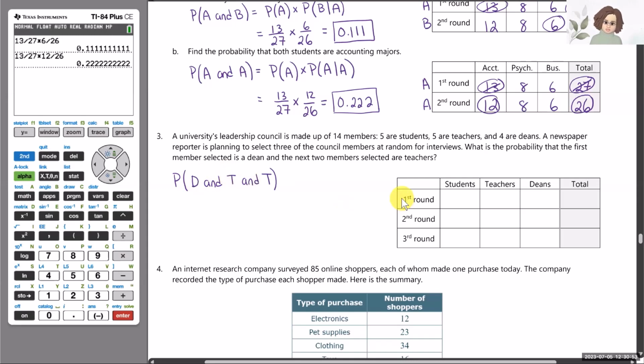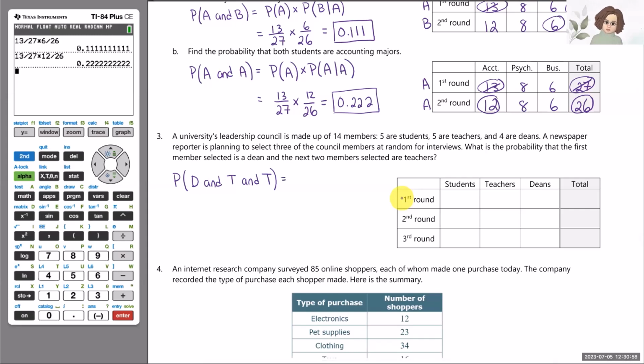So let's go ahead and write the formula. Now, it's going to look a little bit strange when we have 3 in a row. So we'll get to the substitutions in a second. So here's what we would say. We would want to know the probability of getting a dean first, times the probability of getting a teacher, given that the first person was a dean. And then we would say probability the third person is a teacher, given that we picked a dean first and a teacher second.